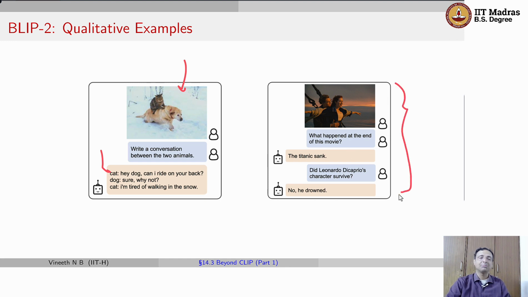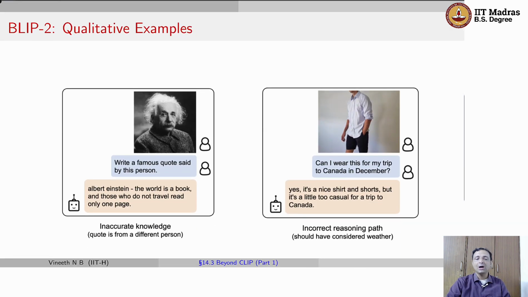Here is one more example about the Titanic movie, and there are many more that you can see in their work. Here is another example which is, I could say, a failure case. Here is an image and here is the text input along with the image which asks to write a famous quote said by this person. The model says Albert Einstein, the world is a book and those who do not travel read only one page. Fair enough, but then this quote is from a different person, so it's not technically accurate.